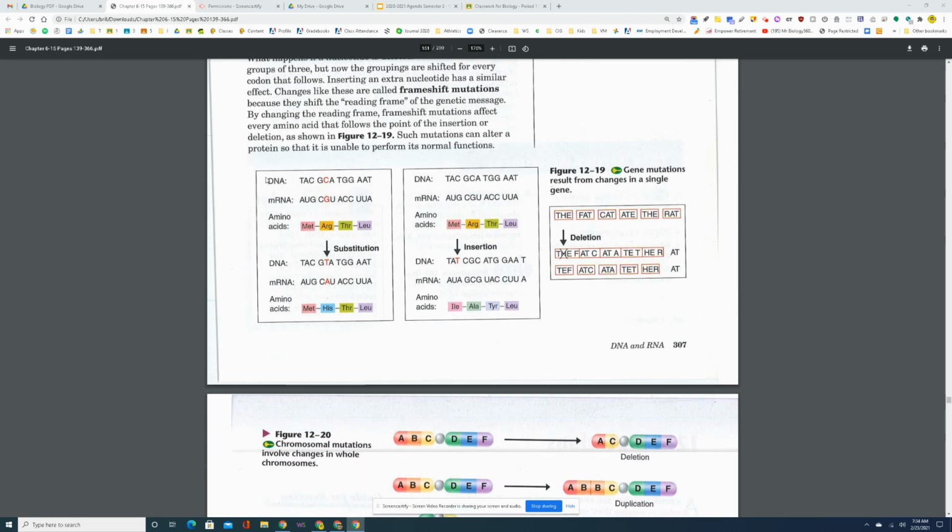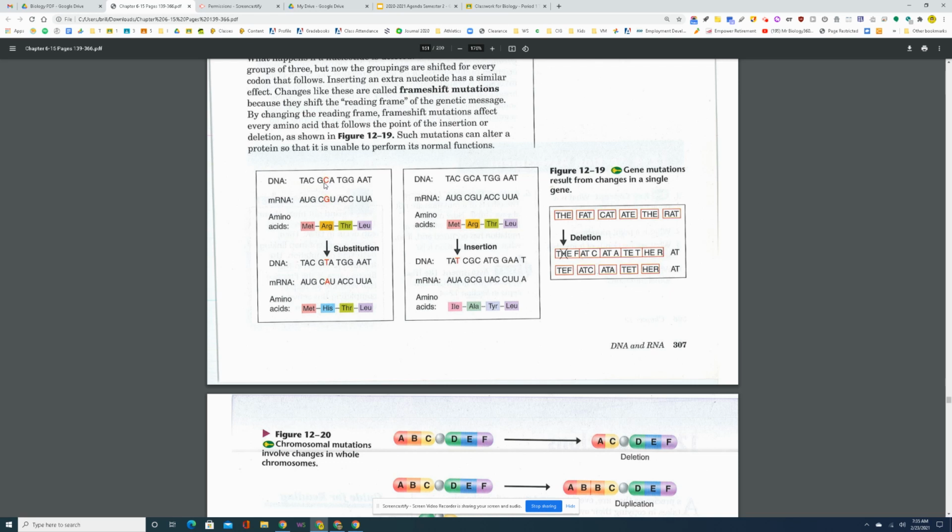Okay, guys, so here we have a DNA sequence. The original sequence is TACGCA. When it's transcribed, this is what happens. So you get this mRNA, and then this messenger molecule goes to the ribosome and makes this protein with these amino acid sequences. But as you can see, here we have a substitution mutation.